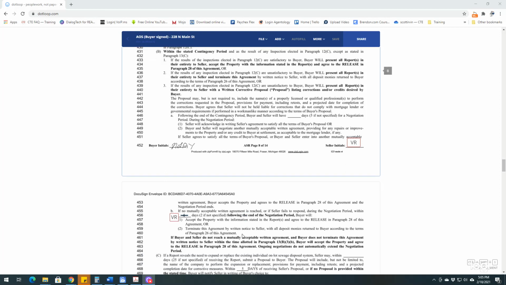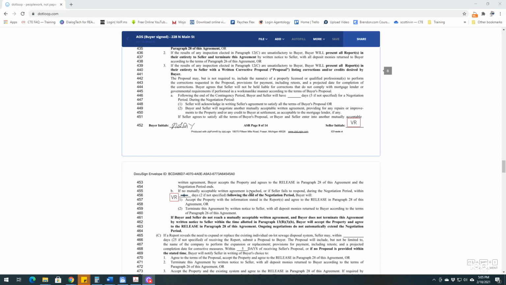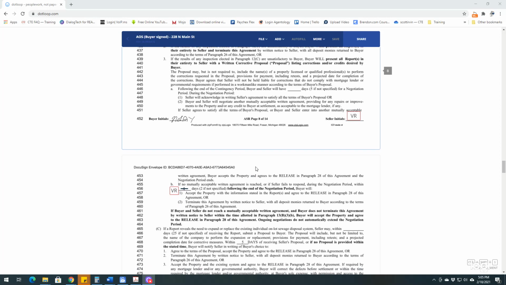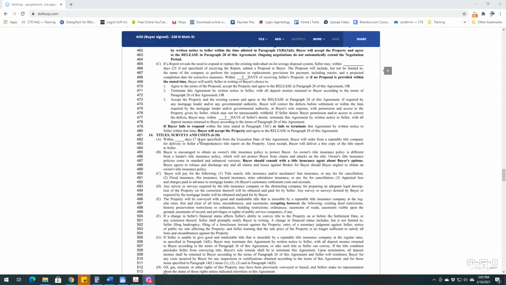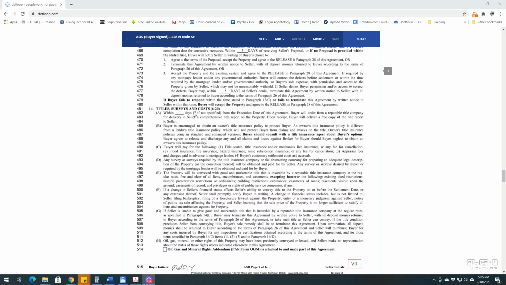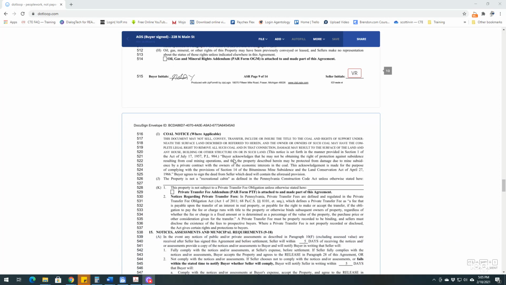Because if they don't terminate, they're accepting the property as is. If they do terminate, they would get their deposit money back under the inspections, or have the right to their deposit money back. This here talks about title, that the buyer is getting title free and clear of all liens, is what that's saying here in this section.